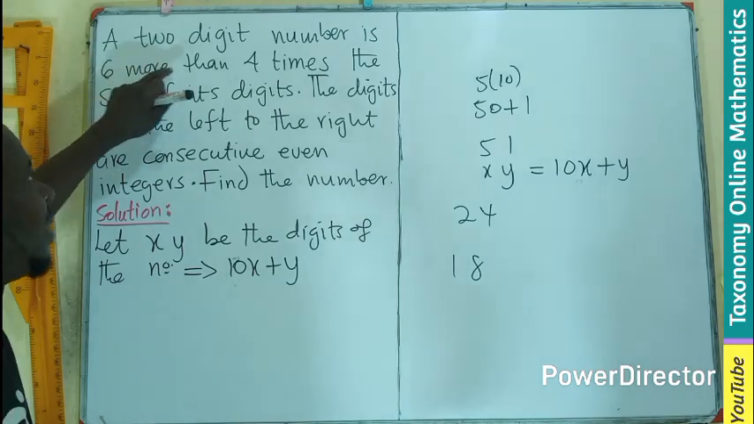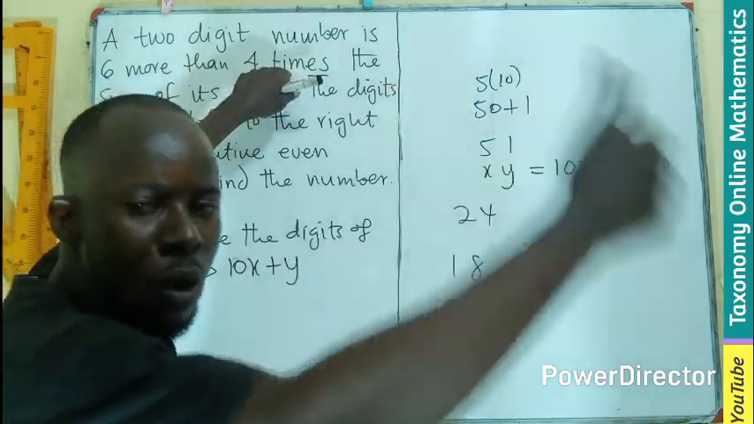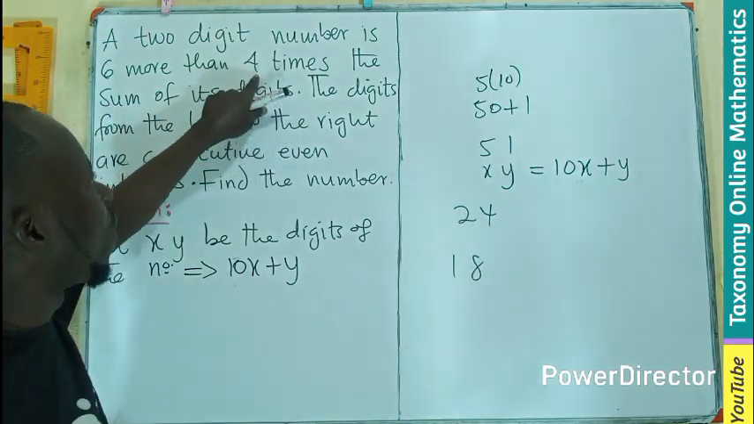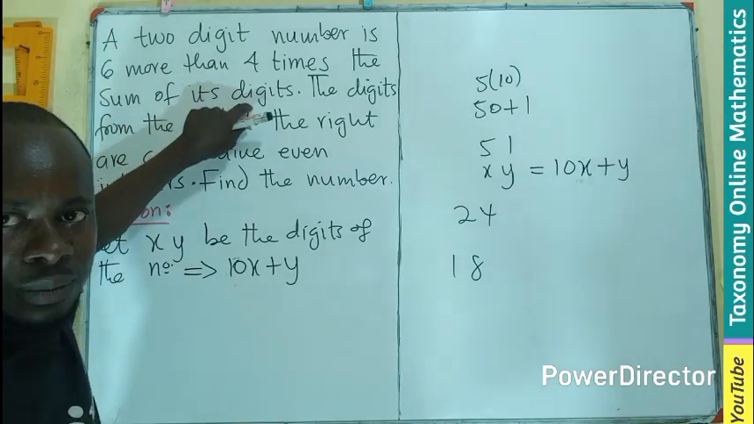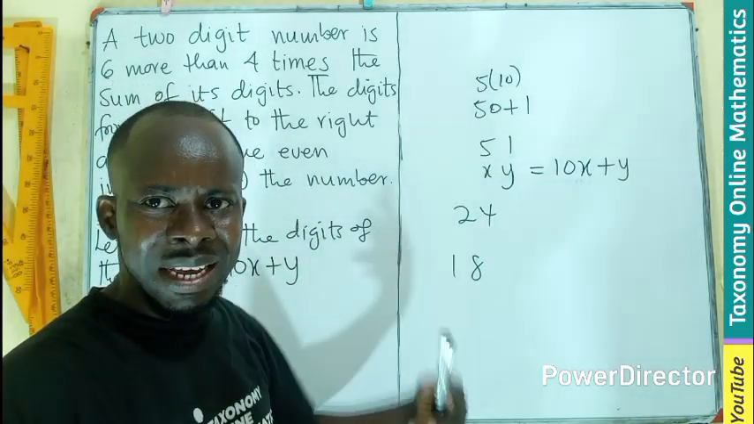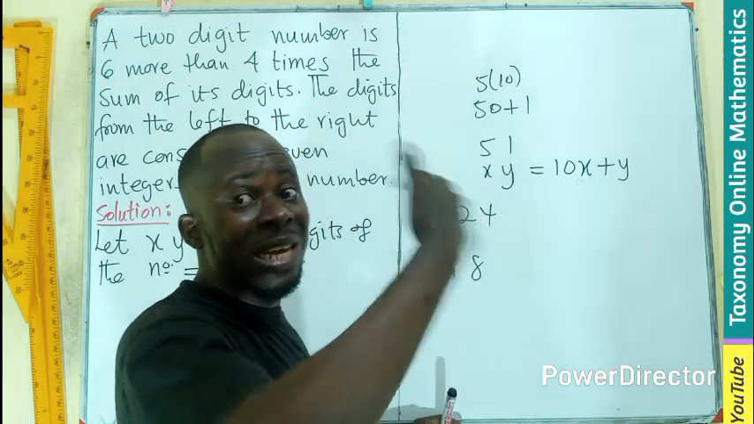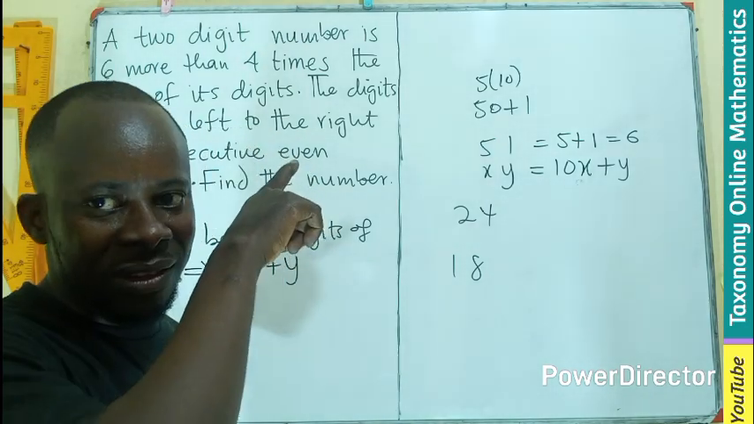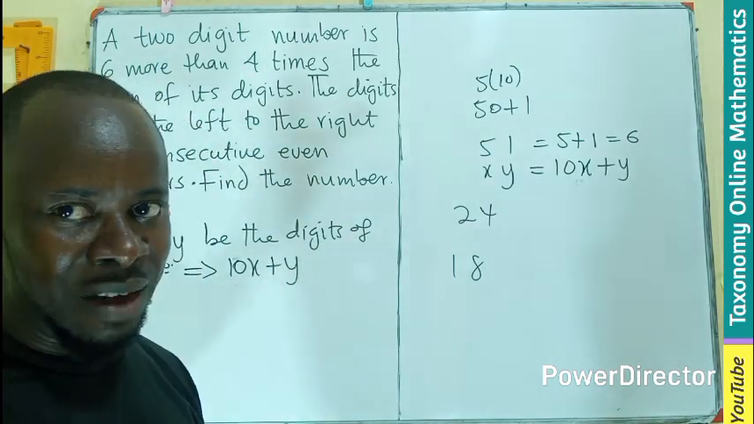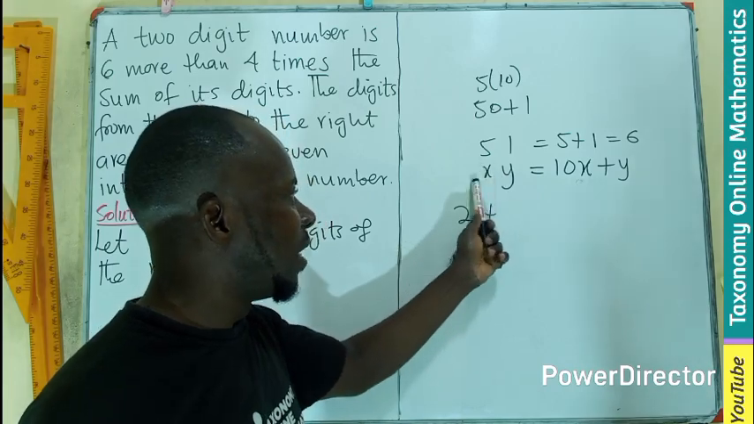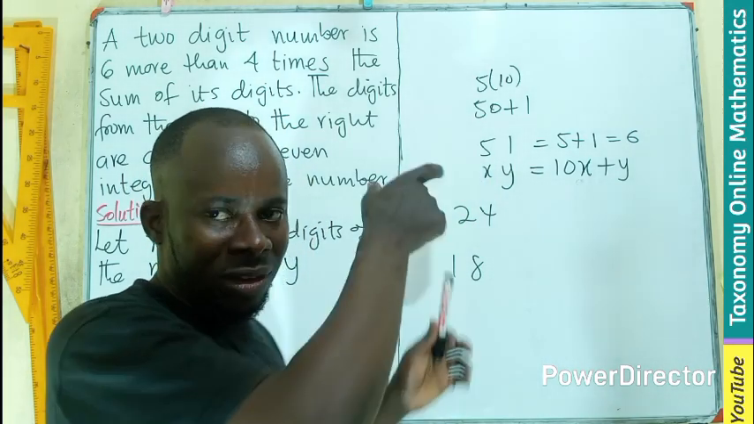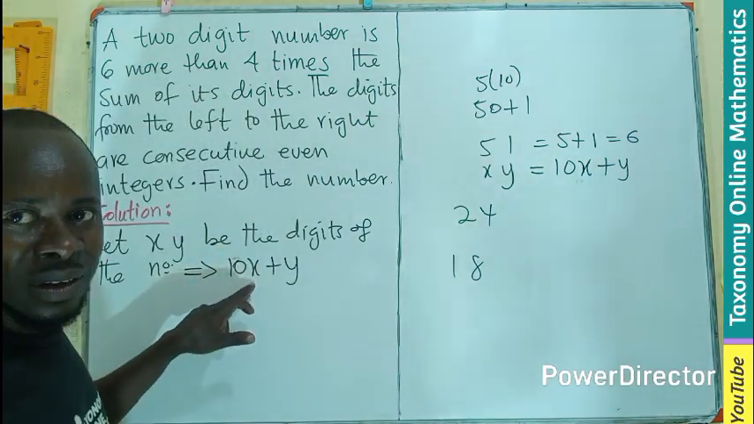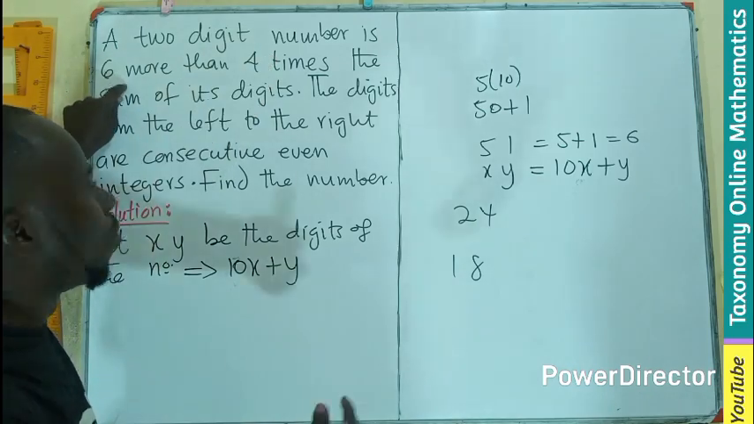All right. So this number, as we are having here, is what? 6 more than 4 times. So 6 more, meaning 6 is the difference between the number and 4 times the sum of the digits. What will be the sum of the digits? What are the digits? The digits of 51 are 5 and 1, and the sum is 5 plus 1, which is 6. The digits are the symbols used in writing a number, right? So the sum of this is going to be x plus y. So 4 times this plus 6 is what gives us this number. This number is 6 more.